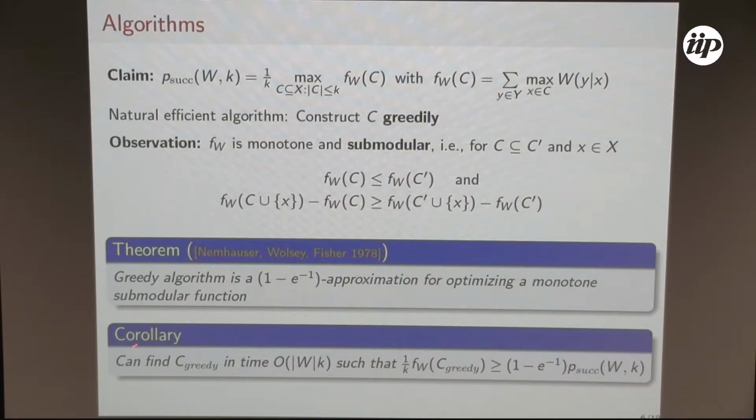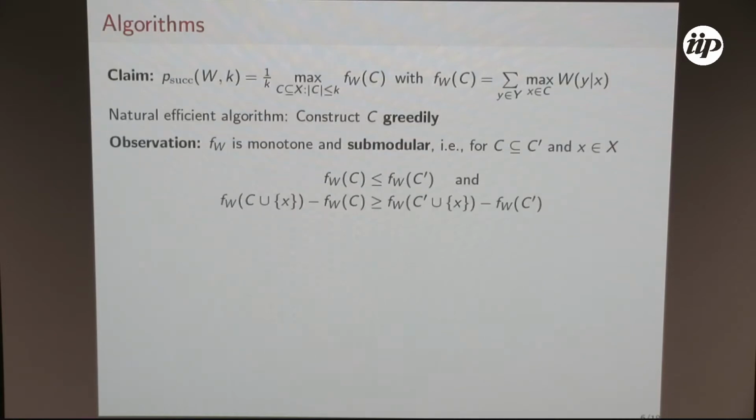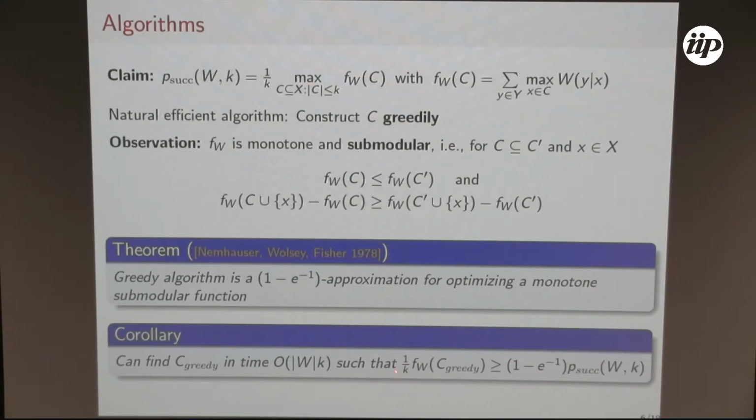So the direct corollary of this is that this greedy algorithm can return a code, C, in time which is very reasonable: the size of the representation of the channel times the number of messages. Remember there was a 1 over k in front, yeah, actually it's here. So there is a 1 over k, the same 1 over k here. So it will return something which is, of course, at most the success probability of the optimal, but also at least 1 minus 1 over e times the optimal success probability. So that's already good. I can construct the code in an efficient way, which is not too far from optimal.